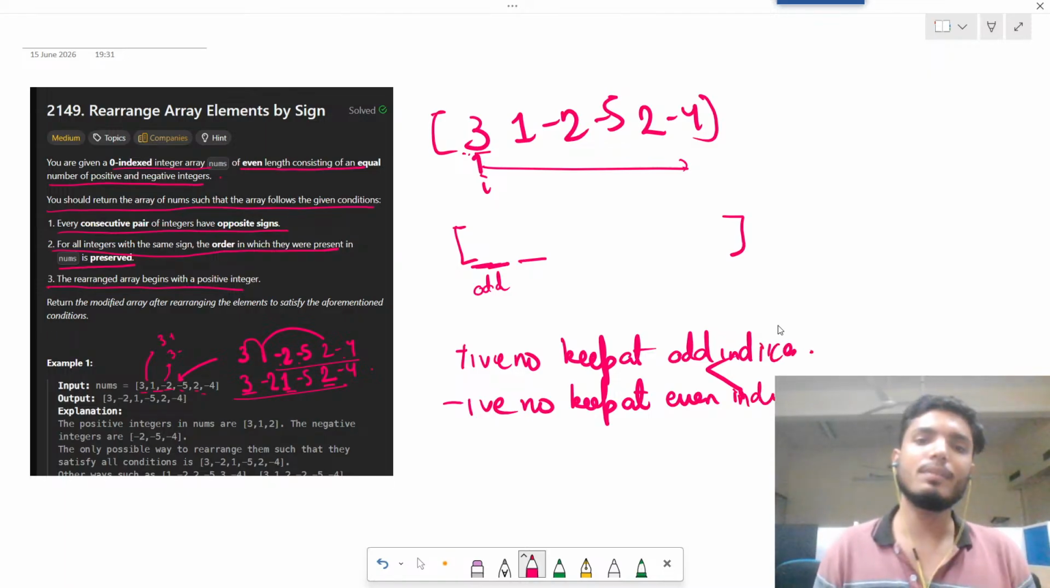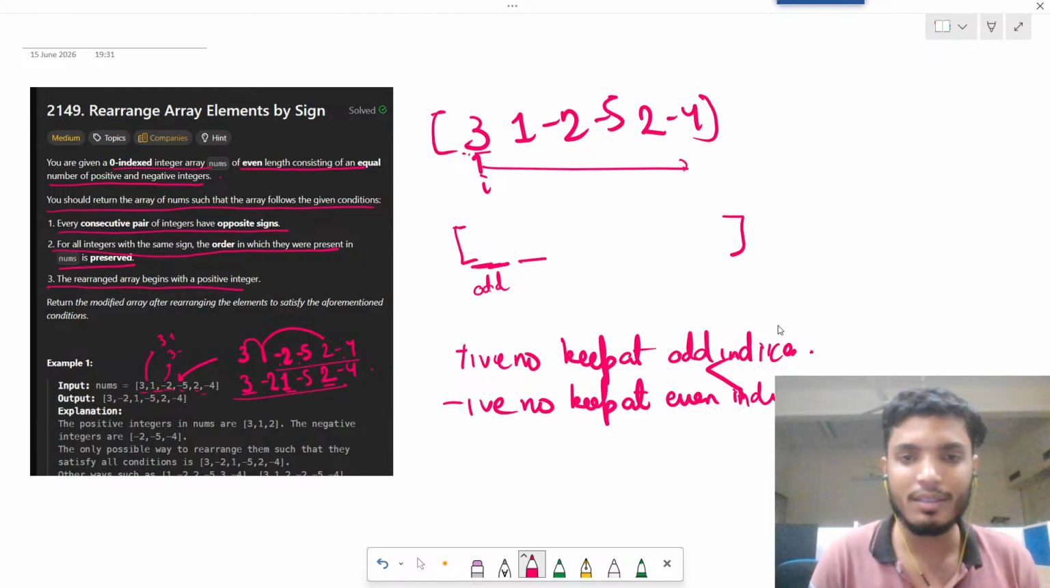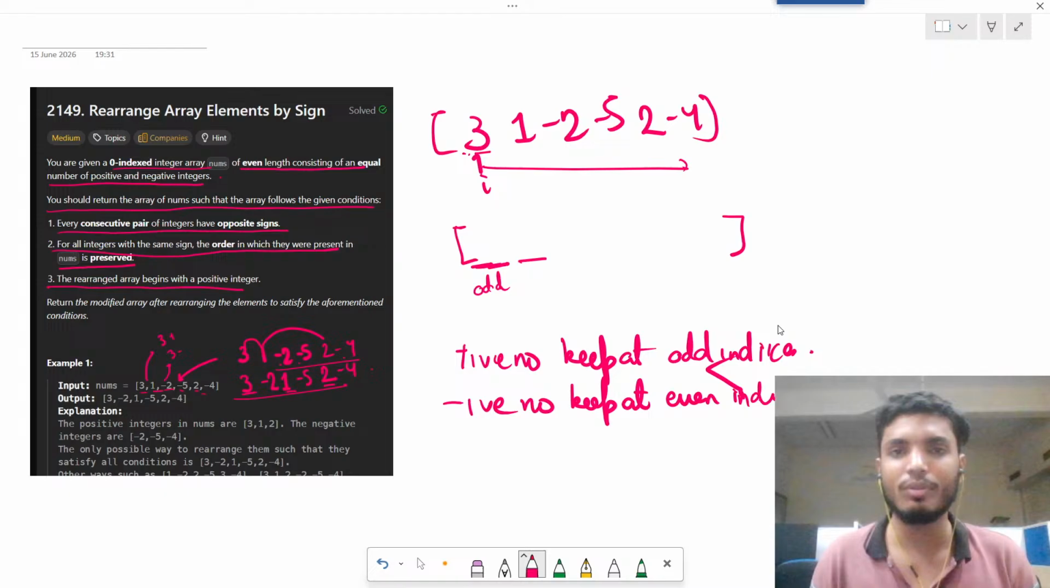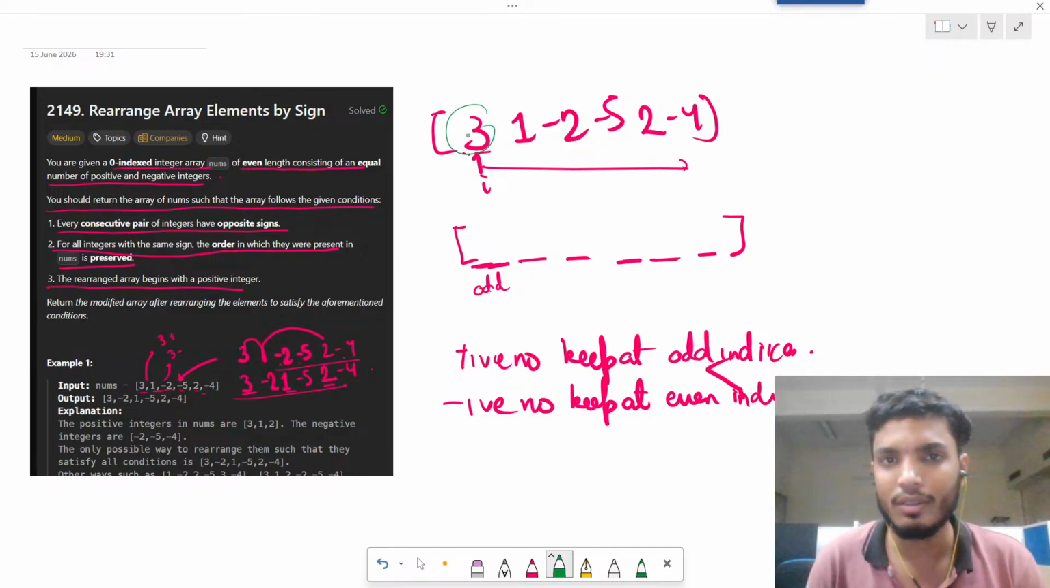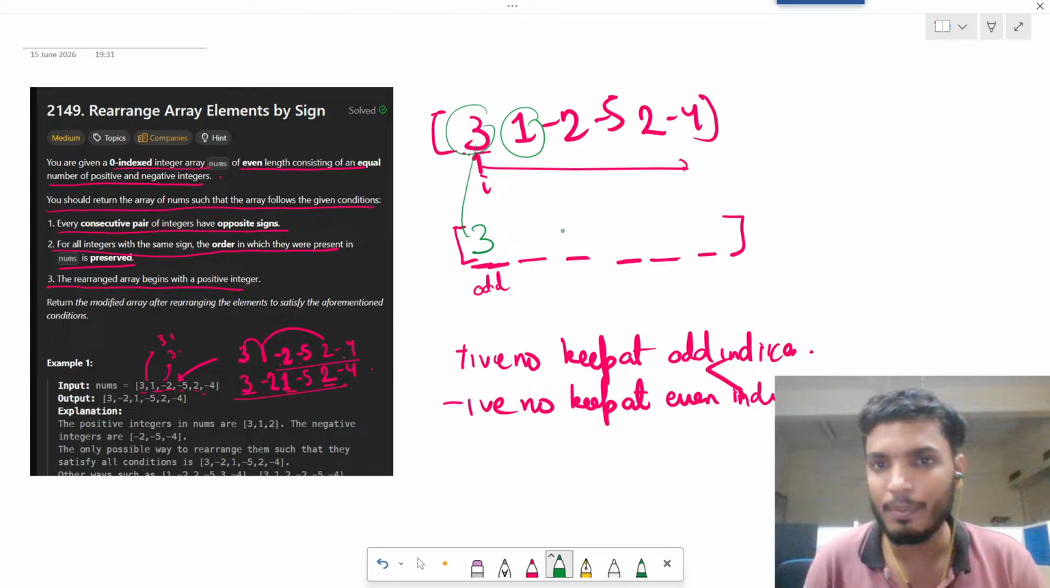So positive numbers I will be keeping at odd indices. Negative numbers I will be keeping at even indices. This is all I need to do. Odd indices means, like here positions 3, 4, 5, 6, so put 3 here at odd indices, put 1 here at odd indices, and put 2 here. Now these negative numbers, put -2, -5 and -4 at the other positions. This is our answer.